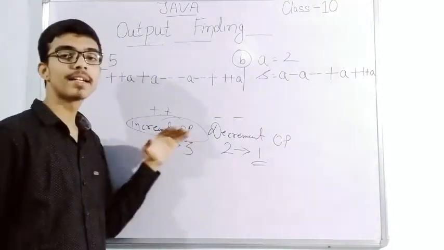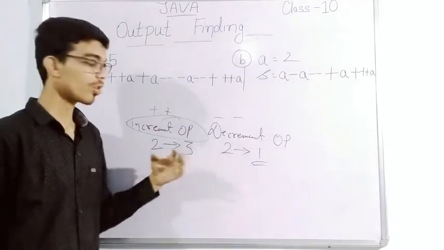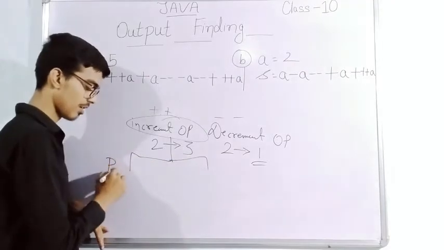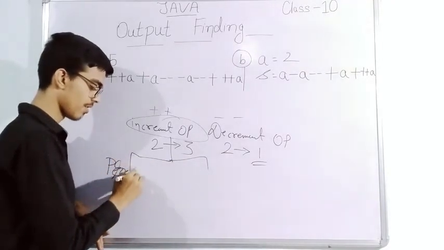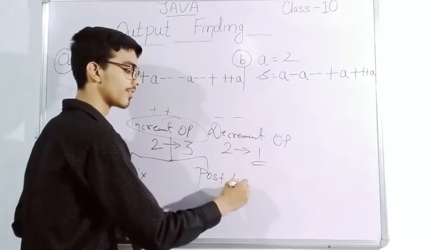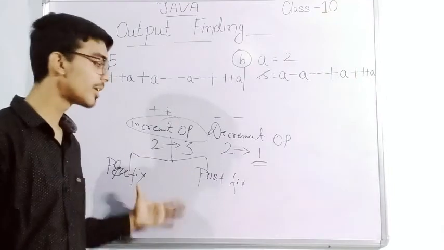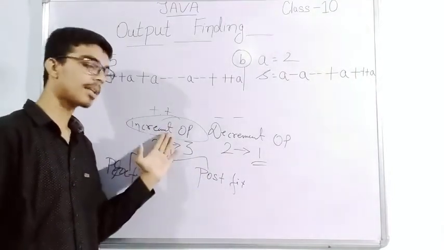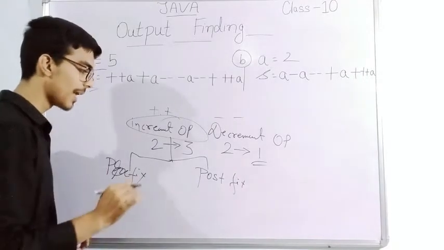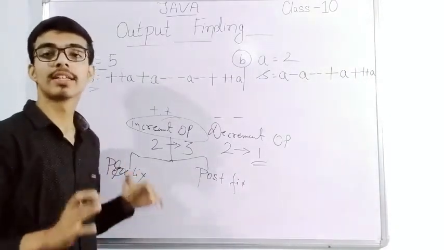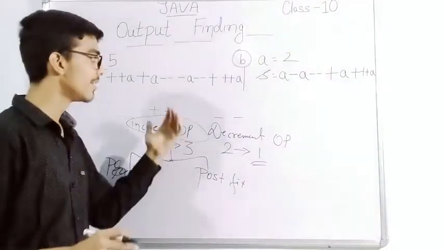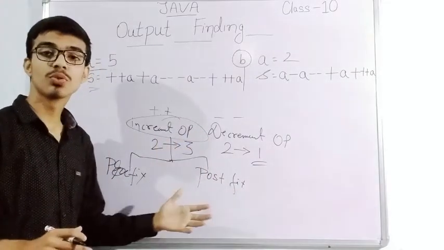In these increment and decrement operators, we have two types: prefix and postfix. Prefix increment operator and postfix increment operator. First we have to know the definition of these, and after this, when we apply them in this output finding, we'll know their use.